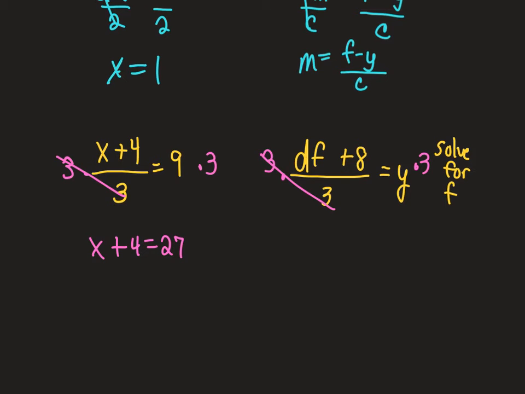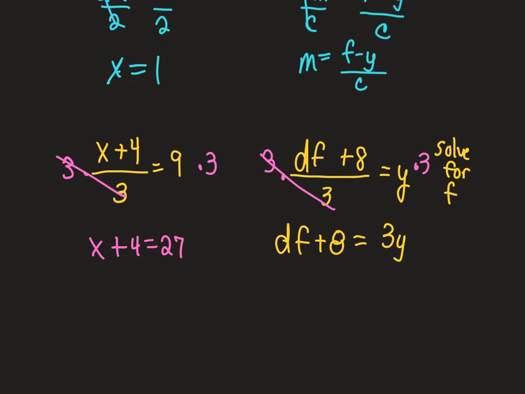These 3's are gone. What's left is the stuff on top. So df plus 8 is left. And over here, I have 3y. 3 smushed with y. We don't use a dot anymore. We smush them, and we put the coefficient first. Okay, let's go back over here.